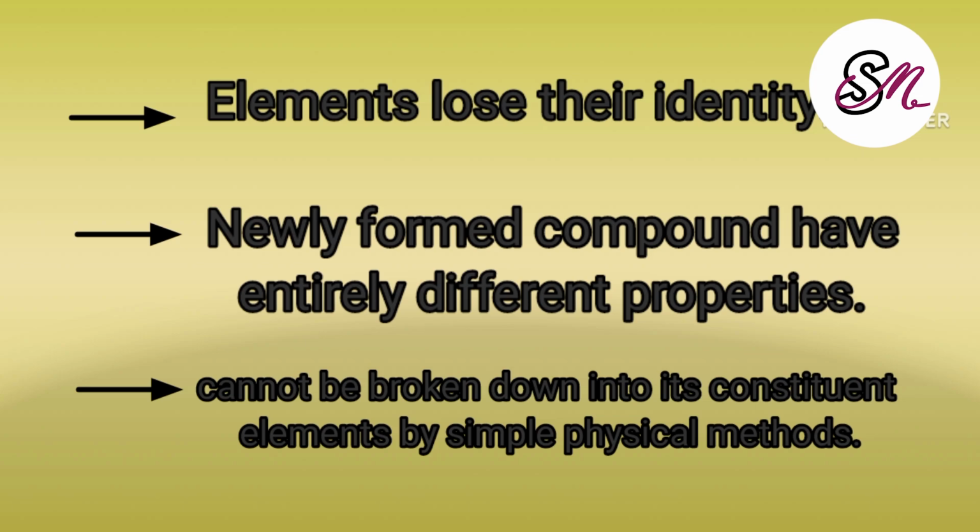For example, hydrogen is a gas, oxygen is a gas, but when they chemically combine together to form water, now water is present in liquid form at room temperature. Once a compound is formed, they cannot be changed into their parent elements by simple breakdown, by simple physical methods.